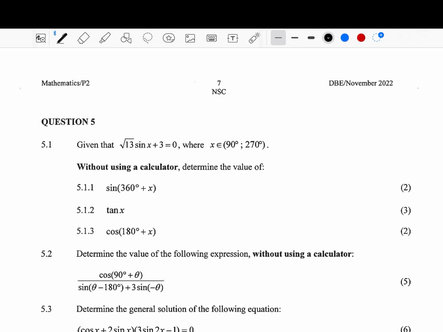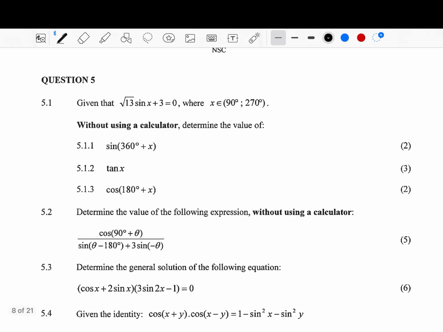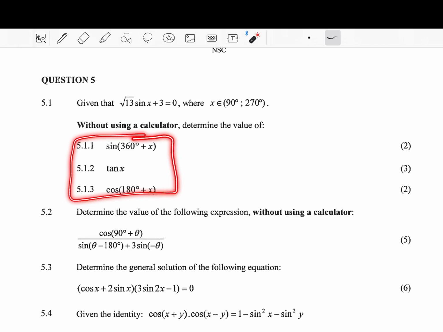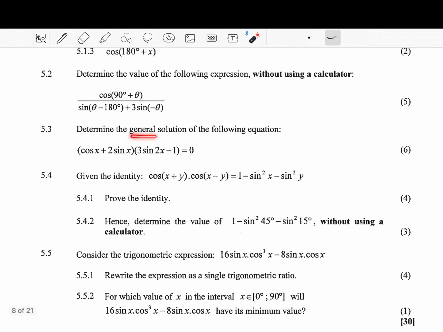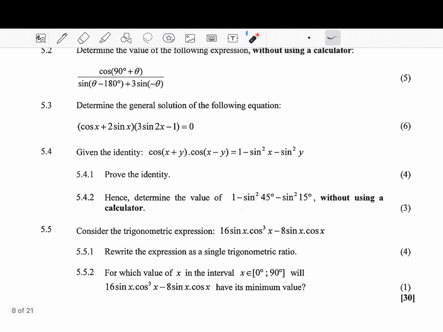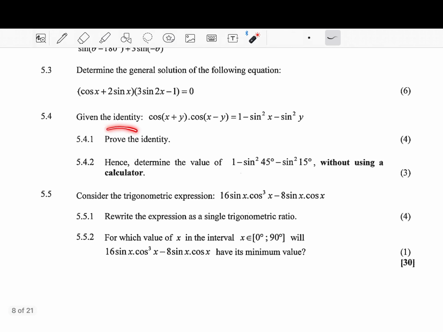My name is Percival. So in this video, you're going to be learning about trigonometry. To be specific, you're going to be learning how to calculate the values of this expression without using a calculator, how to simplify this expression without using a calculator, how to find a general solution of this equation as well without using a calculator, and also how to prove an identity.